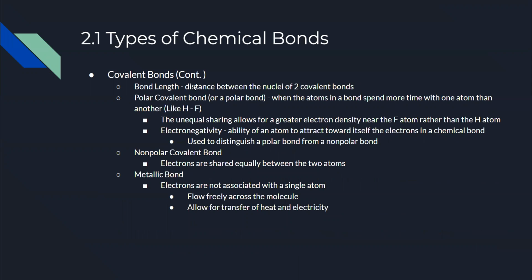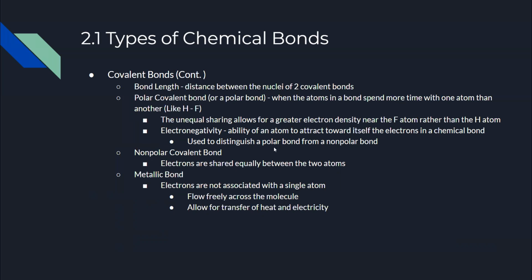Continuing with covalent bonds. Bond length is the distance between the 2 nuclei of 2 bonded atoms. A polar covalent bond, or polar bond, is when the atoms in a bond spend more time with one atom than another, like with hydrofluoric acid. The unequal sharing allows for a greater electron density near the F atom rather than the H atom. And you can measure this by electronegativity, which is the ability of an atom to attract toward itself the electrons in a chemical bond.